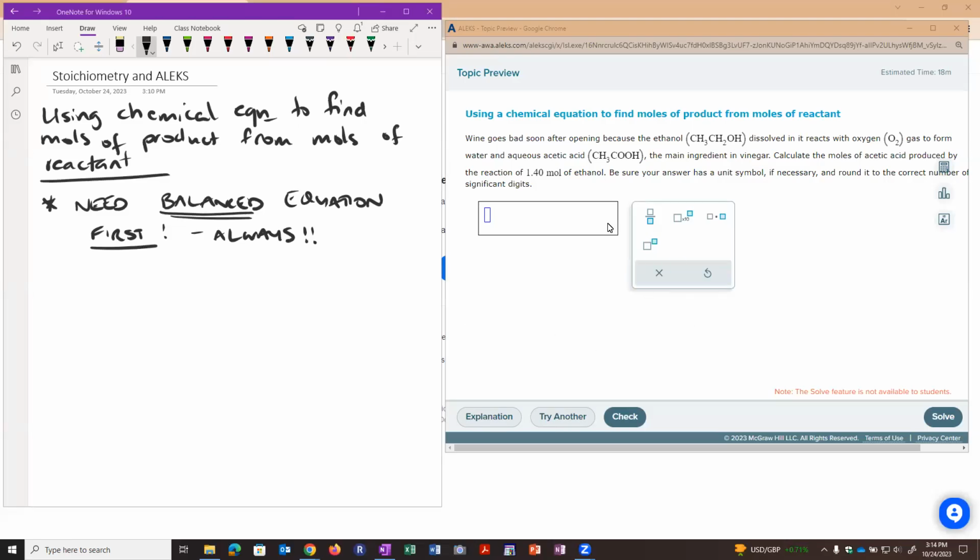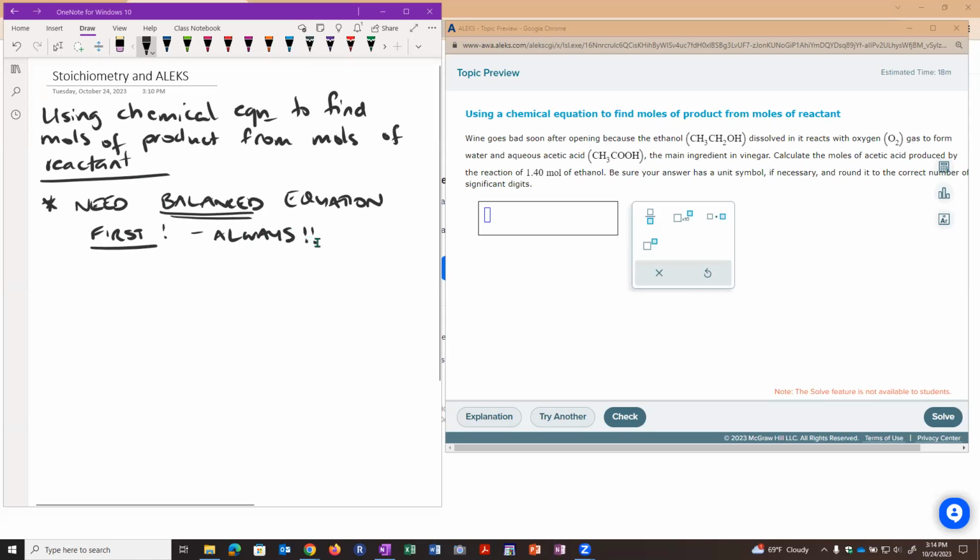All right, so we'll take a look at some of the ALEKS topics for this week. And the first one here in the stoichiometry module is using a chemical equation to find moles of product from moles of reactant. So when it comes to anything involving stoichiometry, probably the most important thing that you need to do is make sure that you have a chemical equation that represents the reaction in question, and then you also need to make sure that that equation is balanced properly.